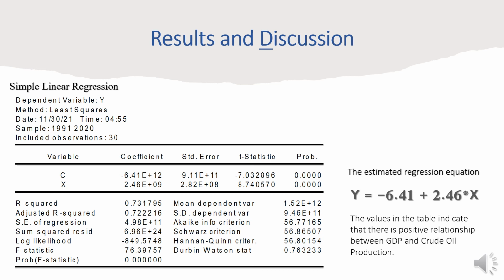The table shows the value of R squared, 0.73, which means that 73% of the variation in GDP in Saudi Arabia is explained by crude oil production, and the remaining 27% is explained by other error terms.